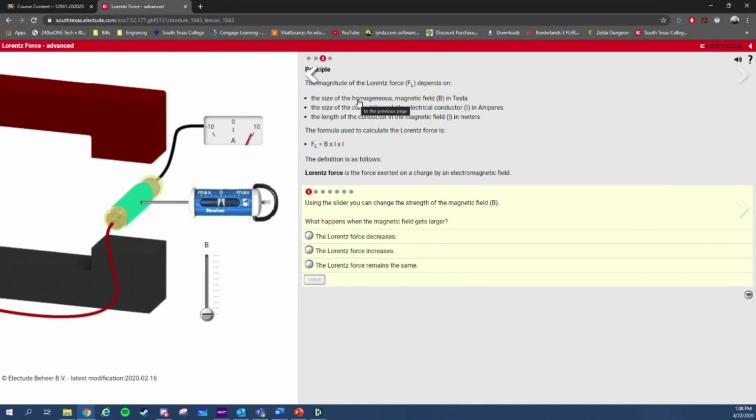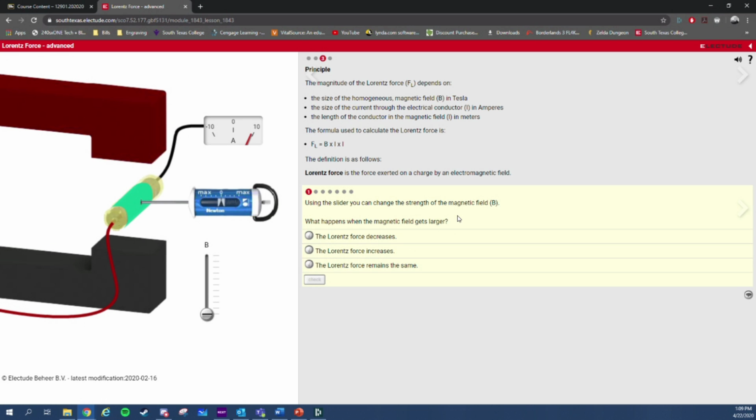So the magnitude of the Lorentz force depends on the size of the homogeneous magnetic field, B in Tesla, the size of the current through the electronic conductor in amps, and the length of the conductor in the magnetic field in meters. So the formula used to calculate Lorentz force is FL, which stands for Lorentz force, equals B, which is magnetic field in Tesla, times I, amps, and meters. So the definition is as follows. Lorentz force is the force exerted on a charge by the electromagnetic field.